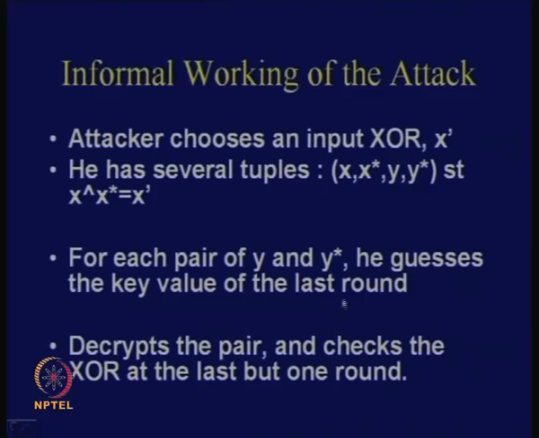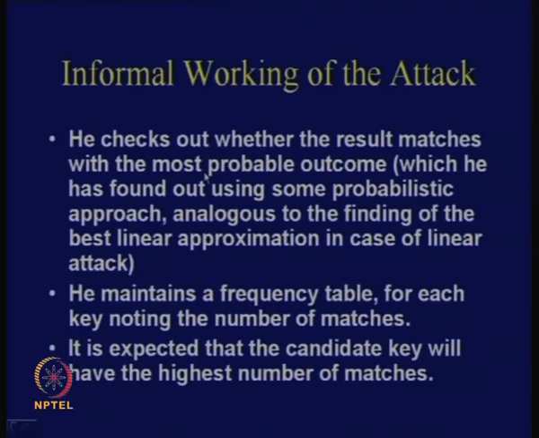For the last round he guesses some key values, and he decrypts the last round. So he decrypts both of the pairs and checks the XOR at the last but 1 round. He goes back and finds out the corresponding XOR at the last but 1 round, and checks whether the result matches with the most probable outcome, which has basically been found by some probabilistic technique. Therefore we will discuss the probabilistic method that is to be followed.